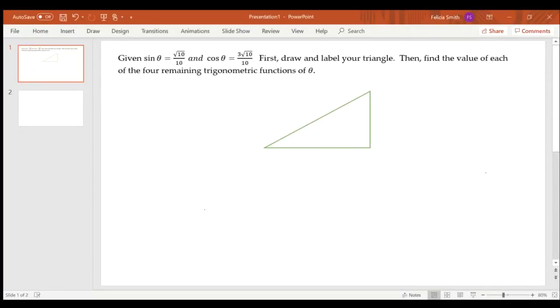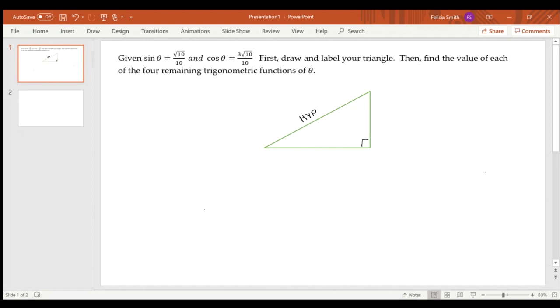Go ahead and take a look at our next example. We're given some information regarding sine of theta and cosine of theta, and one of the first things we want to do is draw our triangle and label it. So we're working with a right triangle. Directly across from our right angle is going to be our hypotenuse. And then we can go ahead and place theta inside of our triangle.